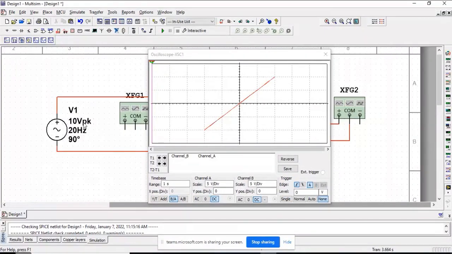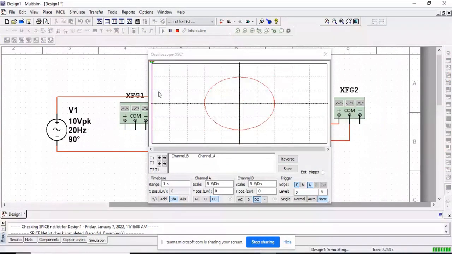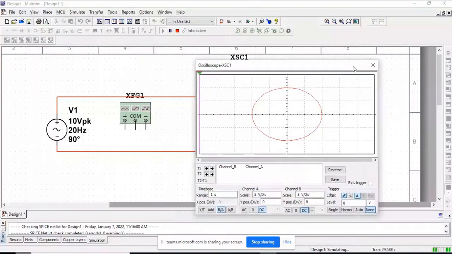Now we start simulation. You can get the circle, and you can see here a circle is such figure. Why? Because the frequency is same of both the function generator and the phase difference is 90 degree. So we have got a circle, and if the frequency is same and the phase difference is 0, you will get the straight line. Okay, that I was showing. So now you can do yourself, and if you feel any problem, you may ask.